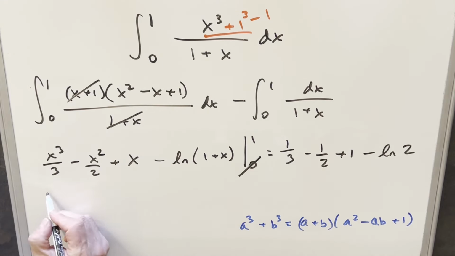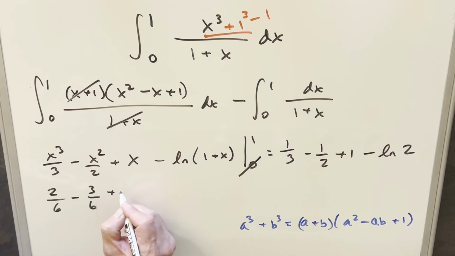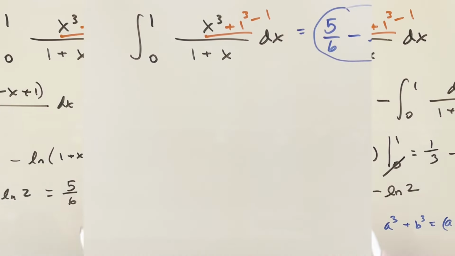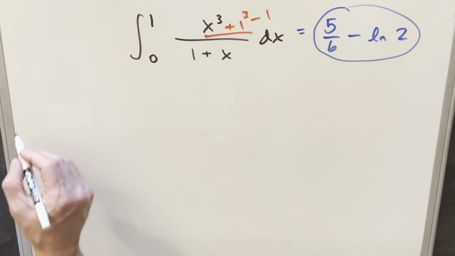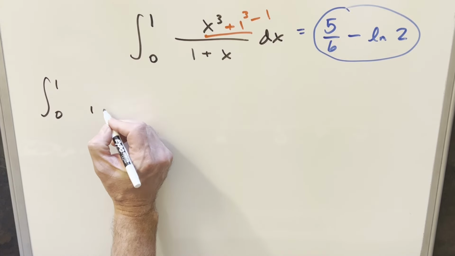Let's just get a common denominator on everything. So I can write this as 2/6 minus 3/6, and then this will be a plus 6/6. Adding up all this stuff, for the solution of this, we just get 5/6 minus ln 2. Okay, now on to method number 2. I think I like this way better, even though it's probably slower, but that never really bothered me.